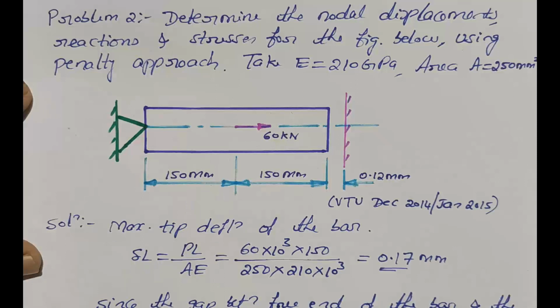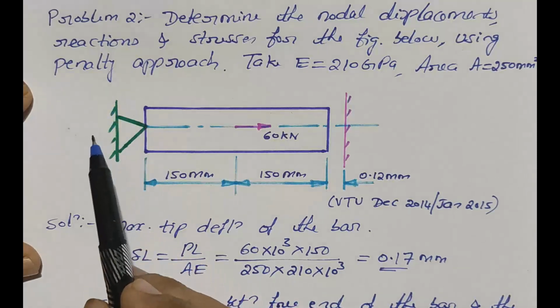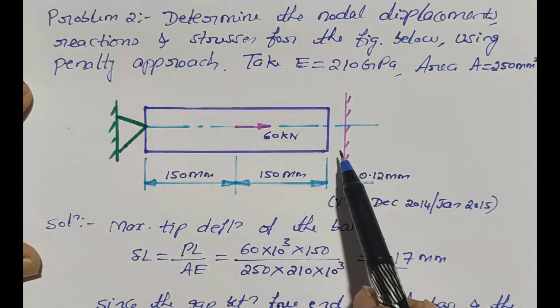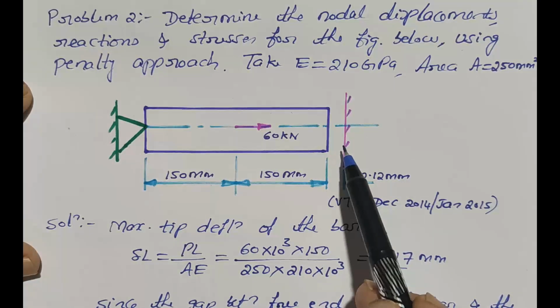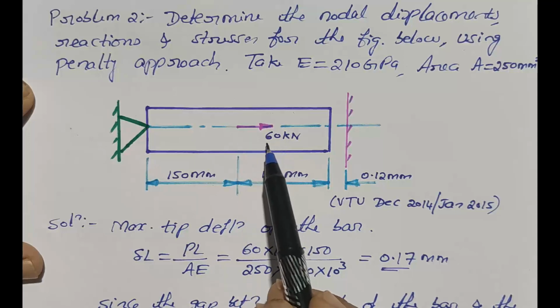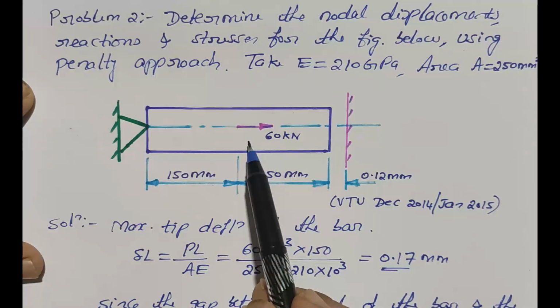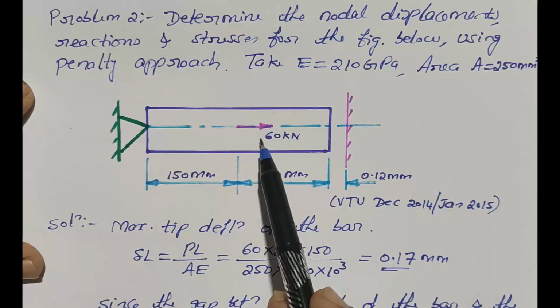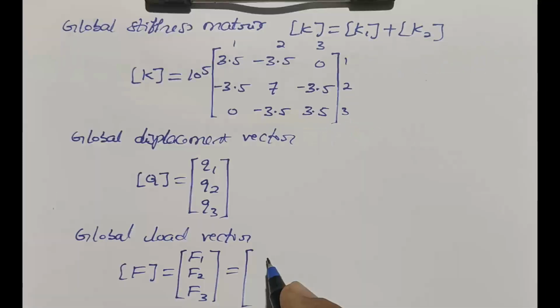equal to, see the figure, here we don't have any load, means F1 is equal to 0. Similarly here at node number 3 we don't have any load, so F3 will also be equal to 0. But at node number 2 we have a force of 60 kilonewton, that is F2 is 60 kilonewton. So F1 is 0, F2 is 60 kilonewton, F3 is again 0. 0, 60 into 10 power 3, 0. This is the global load vector.